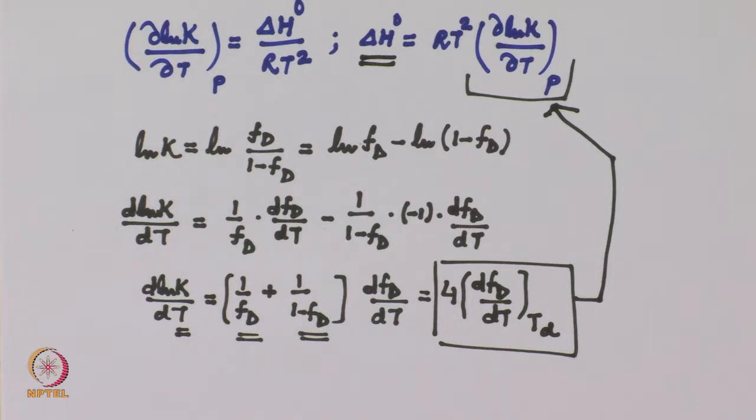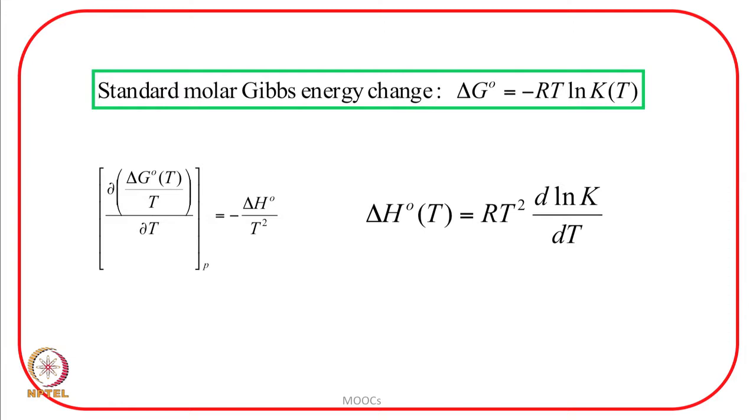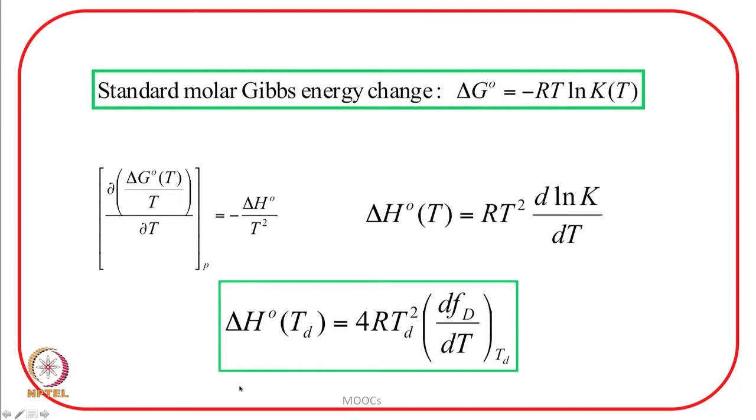Let us go back to the slide now and discuss that from the value of d log K by dT at the transition temperature, we can get delta H naught at the transition temperature, which is equal to 4 into R into Td square into dFd by dT at the transition temperature, whatever is the slope at the transition temperature.